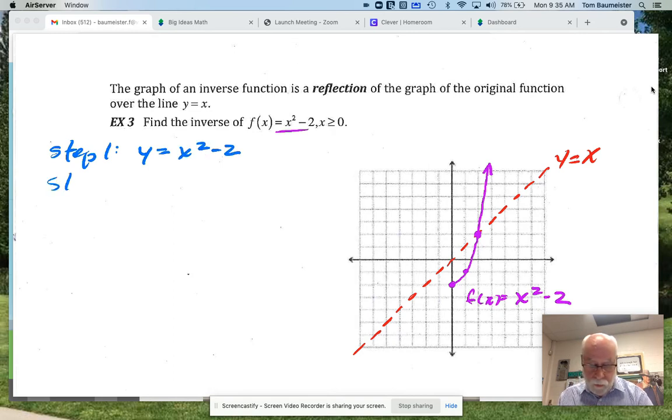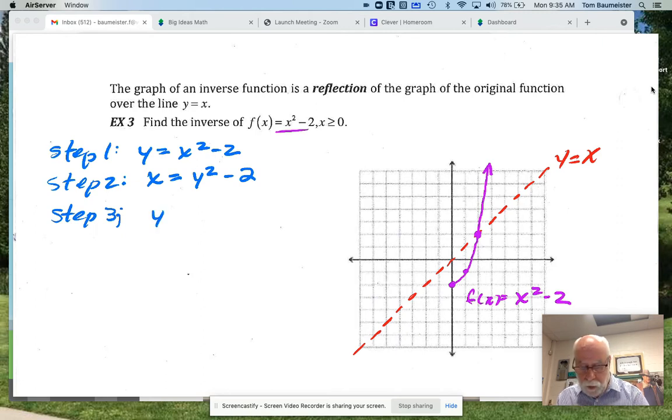Then step 2, we're going to exchange the x and the y. Okay, and then step 3, we're going to solve for this new y. So then we'll get y squared is equal to x plus 2. And then I'll get y is equal to the square root of x plus 2.